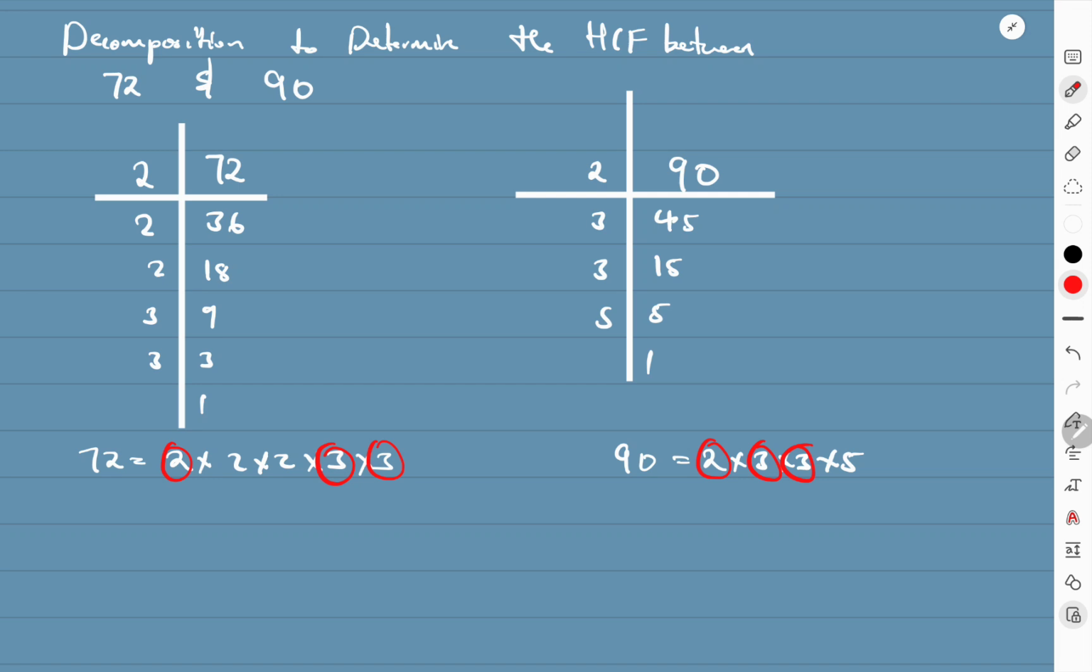So let me drop those numbers, right? After dropping those numbers, I'm going to have a 2 times a 3 times a 3. And what is 2 times 3 times 3? I'm going to have a 2 times 3, that is a 6, times 3, that is going to be an 18. Meaning my highest common factor between 72 and 90 is going to become 18 by using decomposition to find that particular highest common factor.